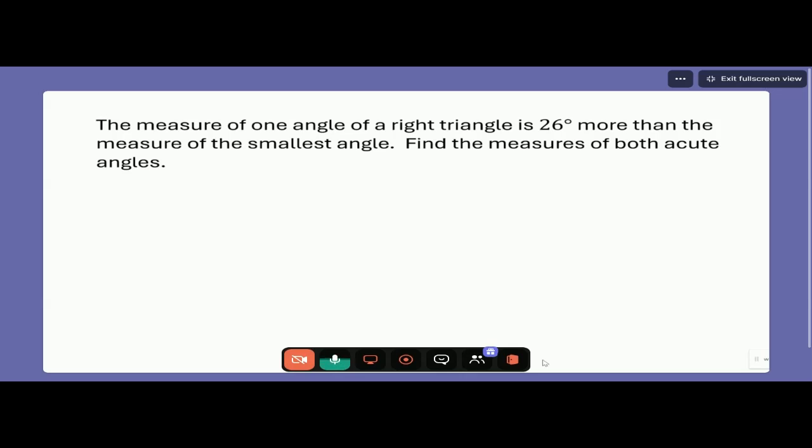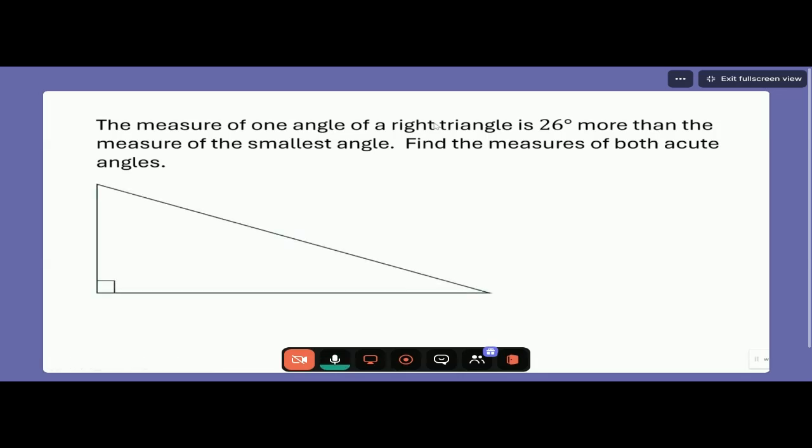So let's draw ourselves a little picture here. It says it's a right triangle, so that's a triangle with a 90-degree angle. That little square there in the corner is what indicates a 90-degree angle for us. So we know that that angle is 90. Now what is it we're trying to find? It says both acute angles.